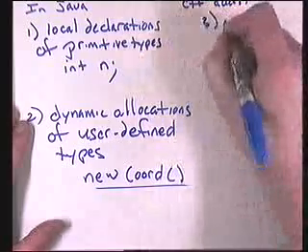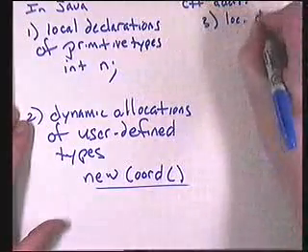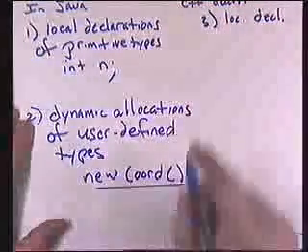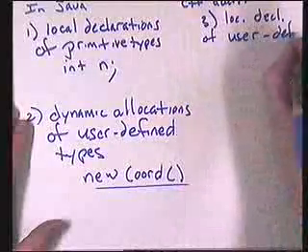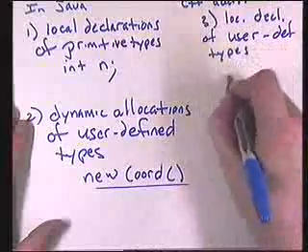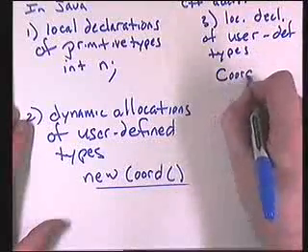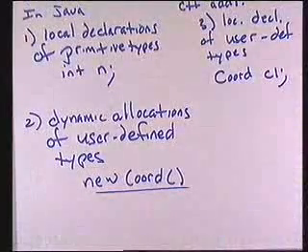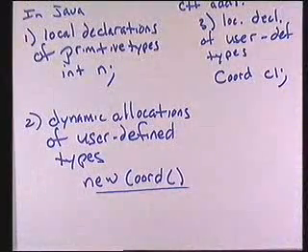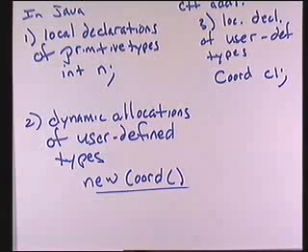You have the ability to say we can have local declarations, just like here, of the user-defined types. Meaning we can go ahead and say chord C1. And so in Java, that was creating a reference C1. Here, it looks exactly the same in terms of syntax, but it does something different. In C++, what we're doing here is creating an object C1. And we'll look at this in an example in a second.